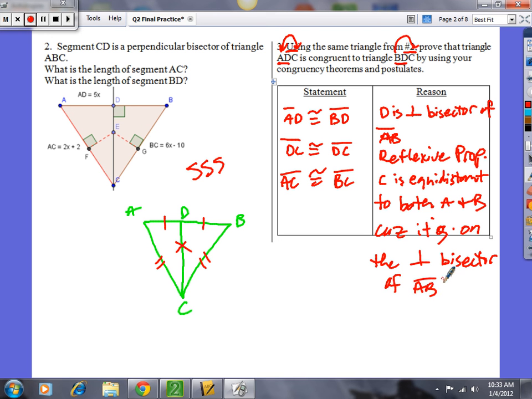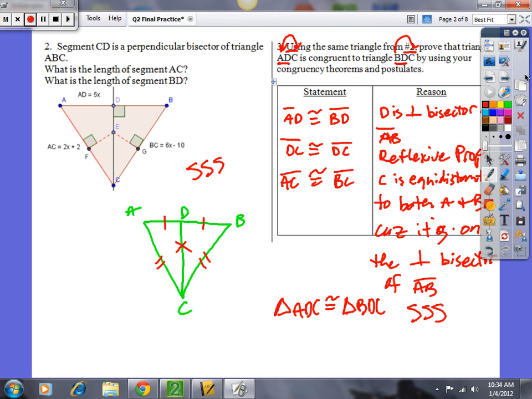So I've proven it. Side, a pair of sides, a pair of sides. So my final statement is this. Triangle ADC is indeed congruent to triangle BDC, and my reason is because of the side, side, side postulate. Okay, let's look at number 4.